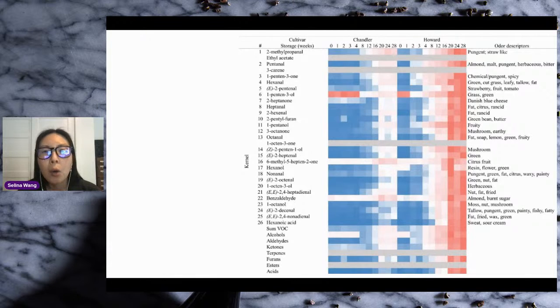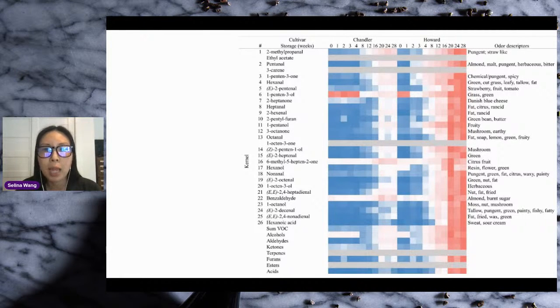And you can see Howard oxidized faster than Chandler because at 28, there's a lot of these oxidized volatiles, which suggests that if lowering the storage temperature costs money for the processors, they would want to make that investment for their Howard cultivar before they invest that for their Chandler cultivar because Howard oxidizes faster. And we're also interested in developing rapid chemical tools to not only detect oxidation, but potentially predict shelf life.